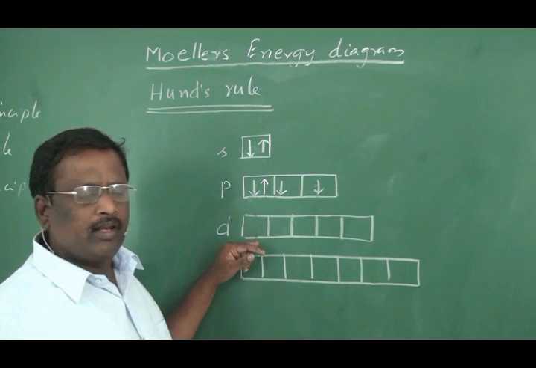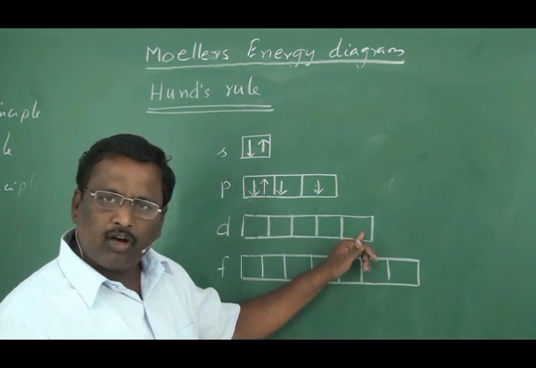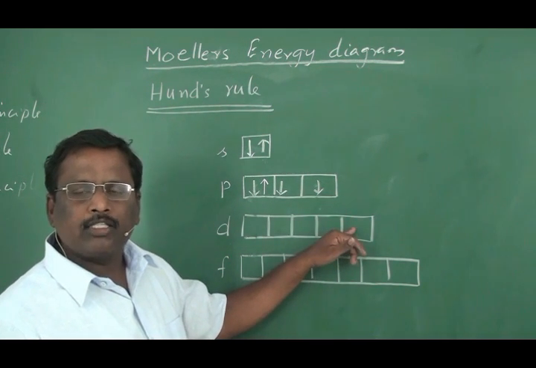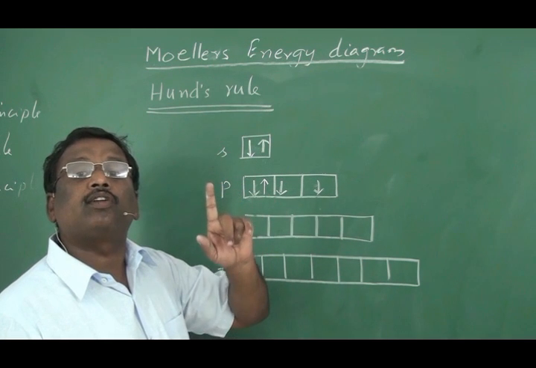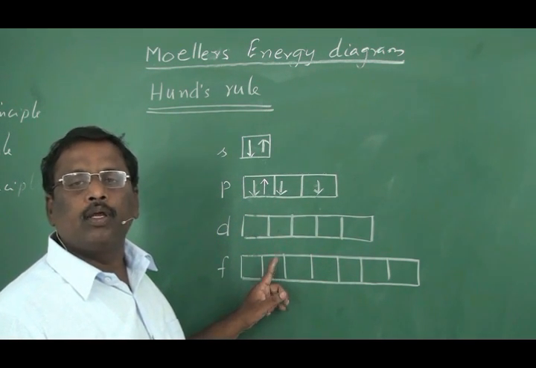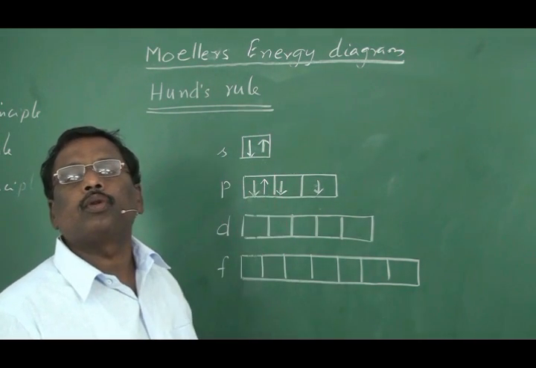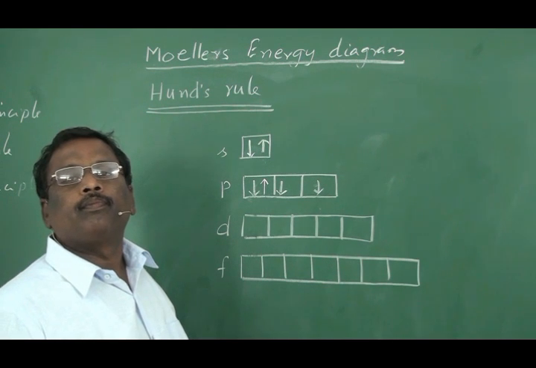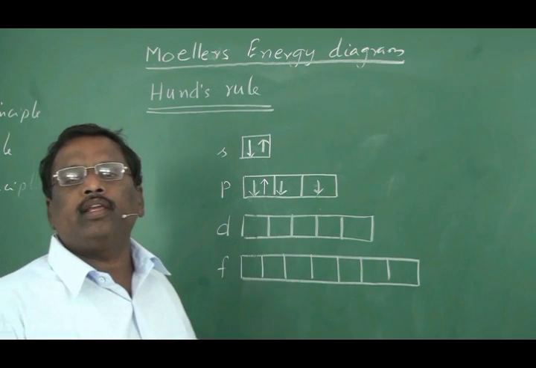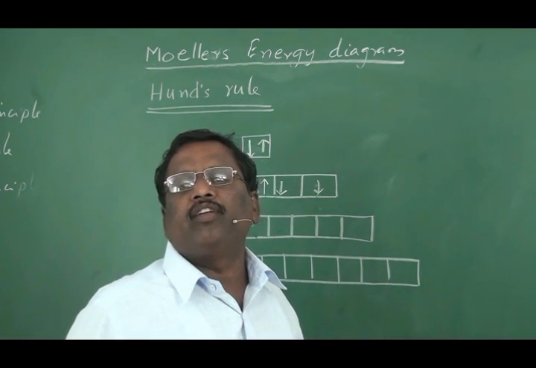Similarly, in the d sub-energy level, the pairing is possible after filling up all these 5 orbitals. That means the pairing in the d sub-energy level is possible with the 6th electron only. Similarly, the pairing in the f sub-energy level is possible only with the 8th electron. This is Hund's rule. Hund's rule tells us that the pairing of electrons takes place only when all degenerated orbitals are filled with 1 electron each.